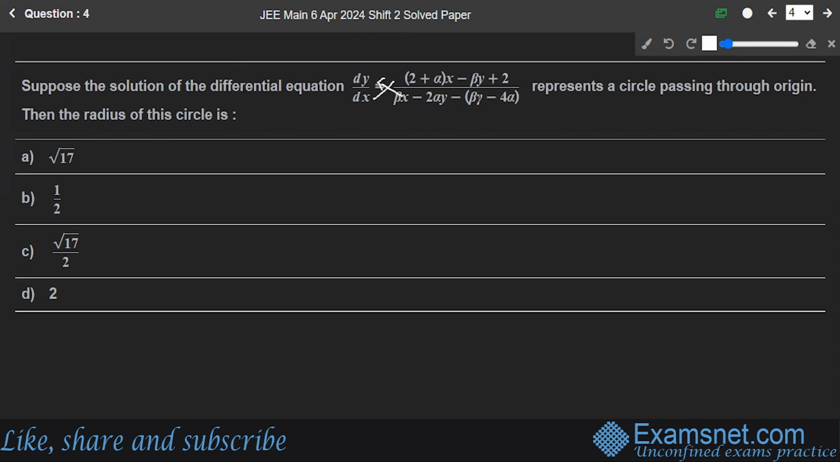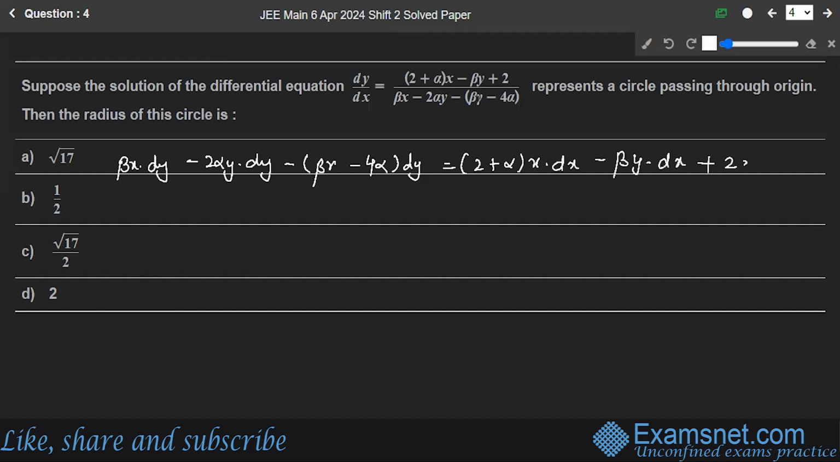Let's do this. So what you will get is beta x into dy minus 2 alpha y into dy minus beta gamma 4 alpha dy. This is 2 plus alpha x into dx minus beta y into dx plus 2 into dx. So right, this will give me beta x y minus 2 alpha y square upon 2.